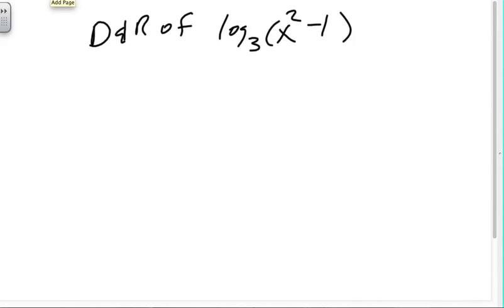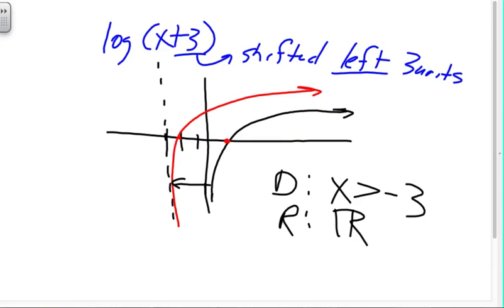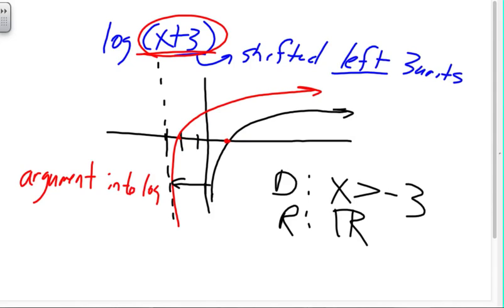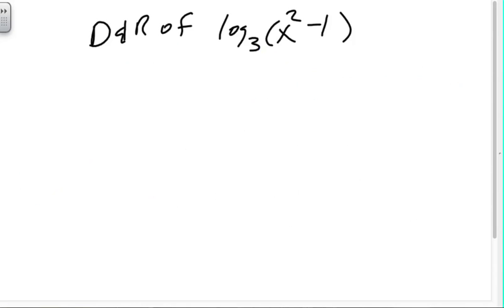Okay, so let's come back in and take a look at this again. Now, one thing you'll notice is that this stuff inside here, the argument, which is what this is called, the argument into the log, or the stuff that's inside the log, has to be bigger than 0. It can't be equal to or less than 0. It has to be bigger than 0. So we want this to be bigger than 0.